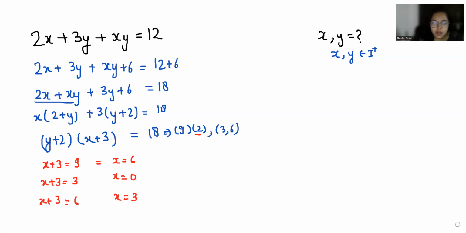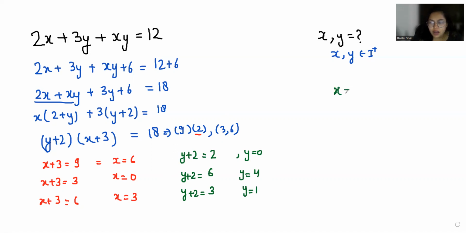Now, coming to the y case, y + 2 equals 2, y + 2 equals 6, and y + 2 equals 3. From this, the value of y is 0. From here, the value of y is 4, and from here, the value of y is 1. So the existing values of x and y are x is 6, 0, 3, while y is 0, 4, 1. That satisfies this equation.